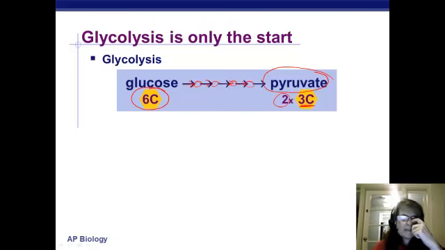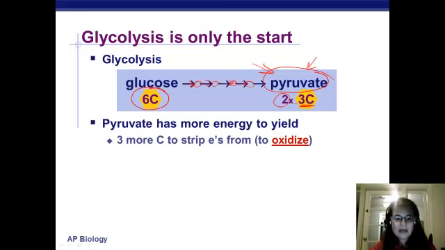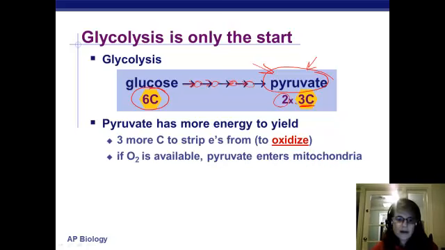And it is. So our job is to see now what is going to happen with this pyruvate, because there is still a lot of energy to be had in that. Pyruvate has more energy still to yield to us. If we stopped here, it would be very wasteful, because pyruvate still has a lot of stuff to give. Okay? So we need to get it out. There are still 3 carbons in each of those that we can yank electrons from. We can still oxidize those pyruvate molecules further, strip more electrons from them.